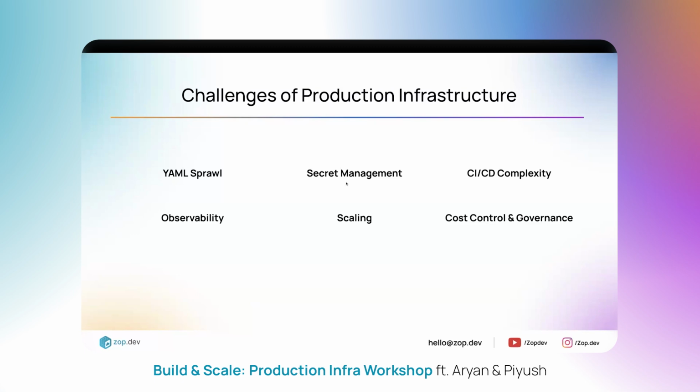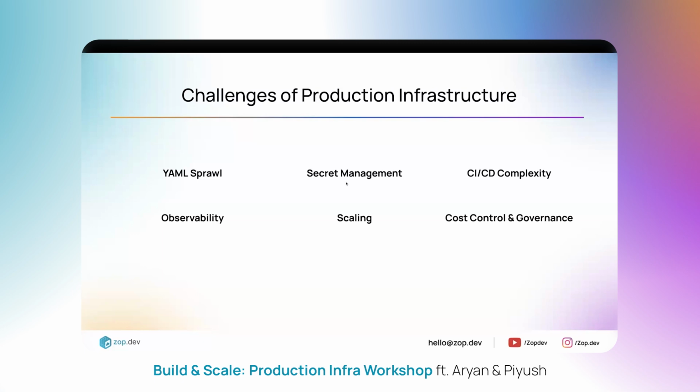It should be stored in a secure manner. Then scaling: how our application is going to scale based on the request, memory utilization, CPU utilization, and also the observability and monitoring part. How are we going to observe it, monitor it, and based on the metrics, how are we going to fix our services? You can say based on the errors we are getting, based on the CPU spike, memory spike, and cost control and governance also.